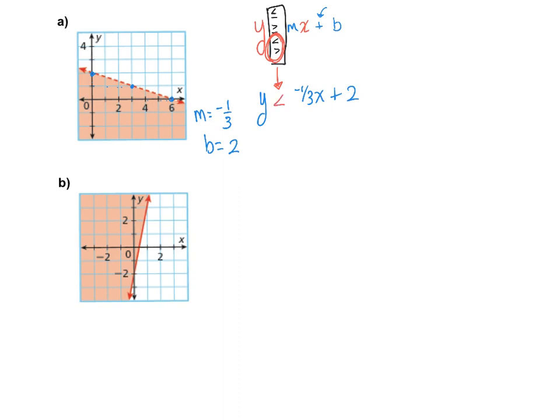So let me just do a quick test of that point 0, 0. Is 0 less than negative 1/3 times 0 is 0 plus 2? Is 0 less than 2? Yes, it is, so I picked correctly. So you can guess, and then you can also check.